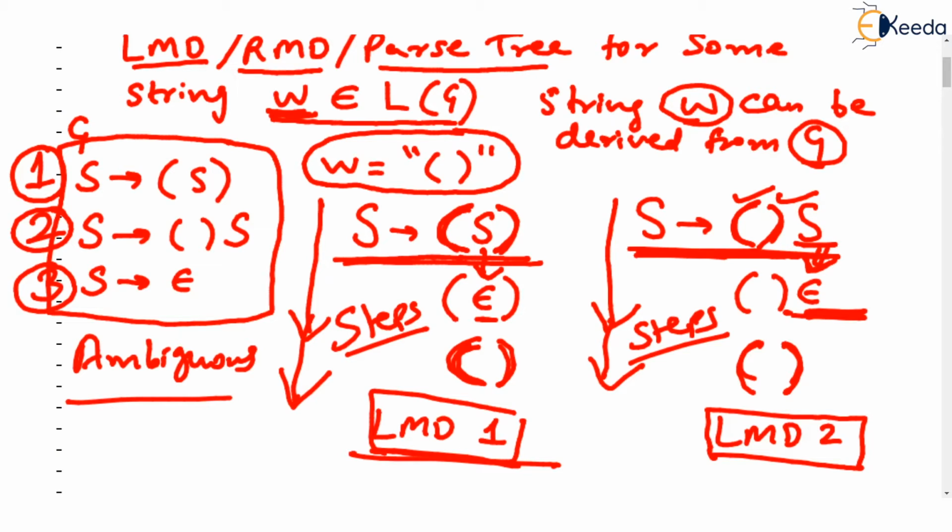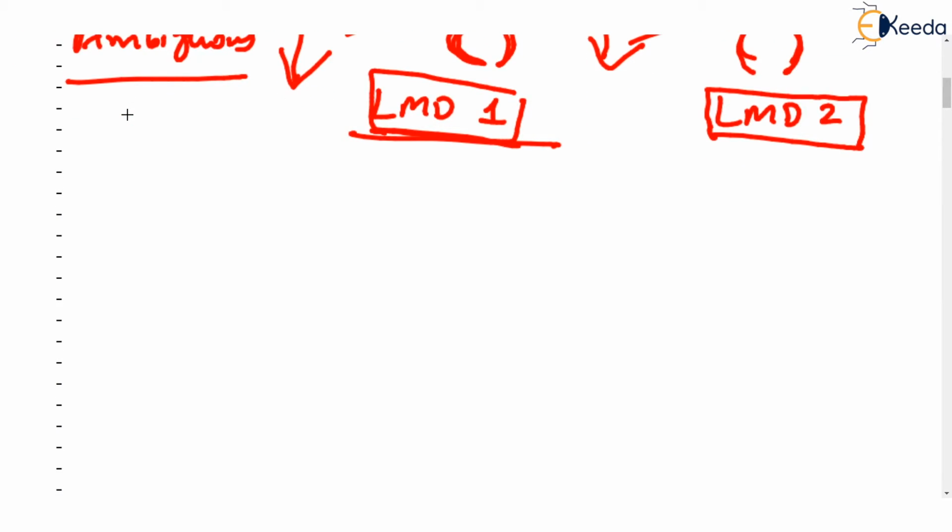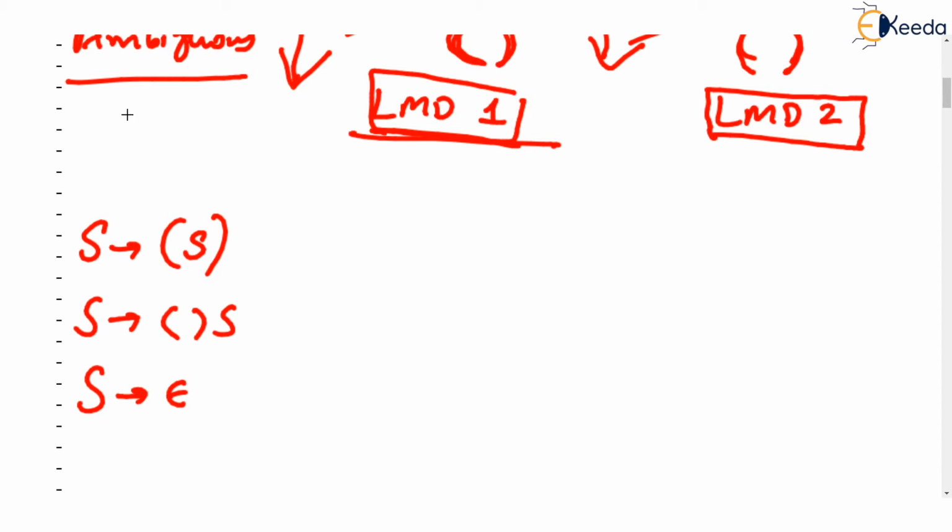Same applies for RMD. Now notice, if there exists more than one LMD, then definitely there exists more than one RMD, and definitely there exists more than one parse tree. Let's try out parse trees with the same grammar and with the same string. We have the grammar as given for balanced parentheses, correct? And the string asked to be derived is open bracket close bracket, a very small string.